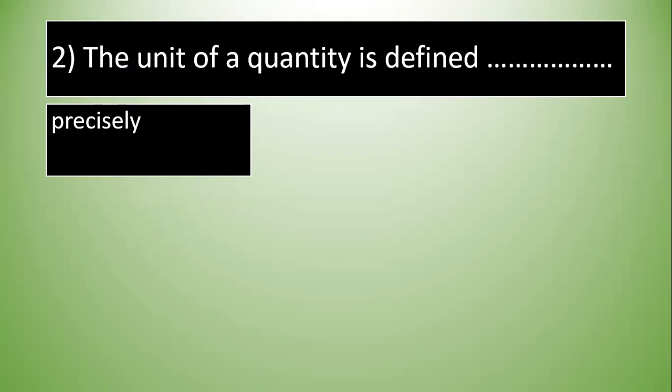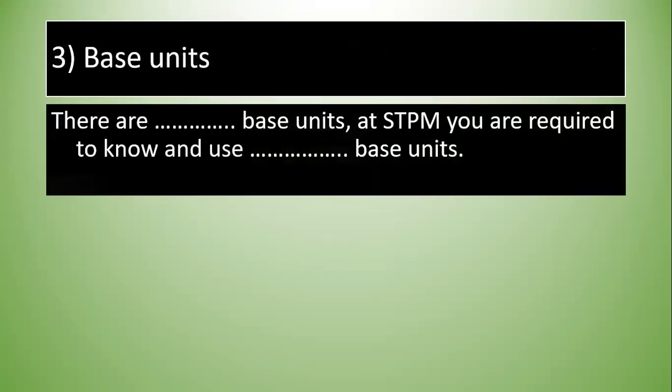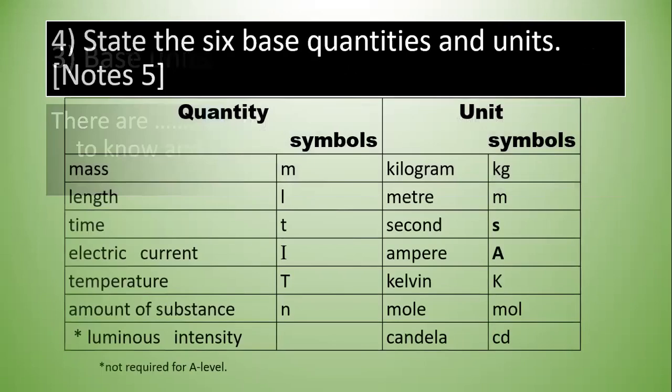Right? Unit of quantity is defined precisely. There are 7 base units. A level STPM, we just need to know 6 only. So all this you need to remember. Right? The six base quantities and units, memorize them.